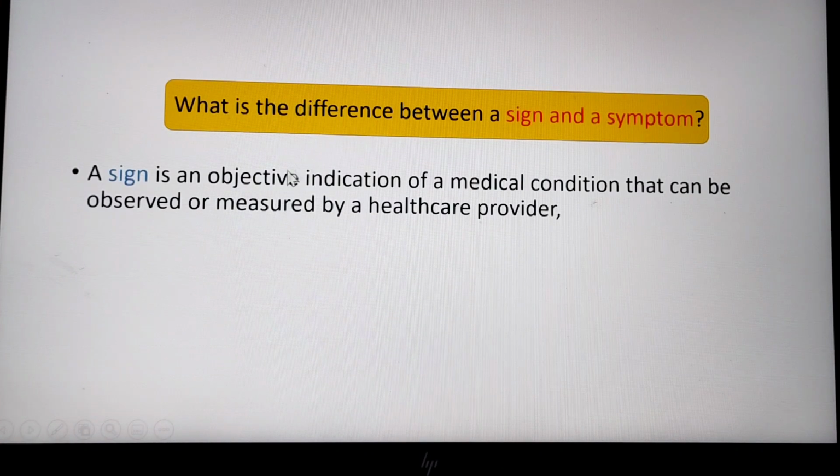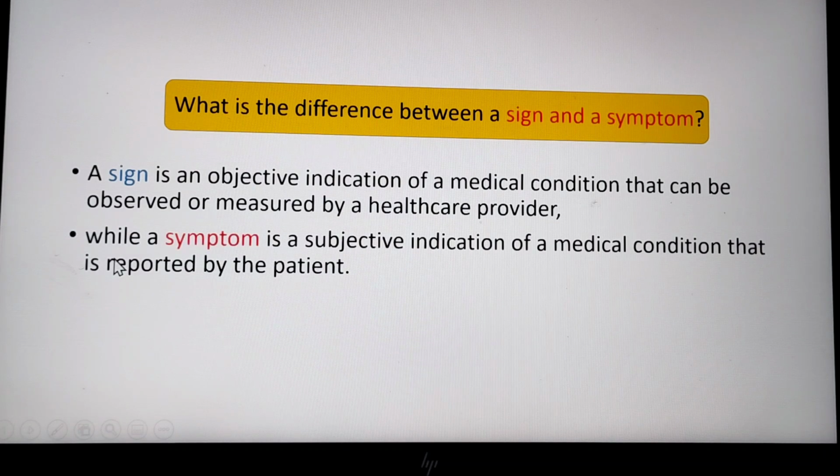What is the difference between sign and symptom? A sign is an objective indication of a medical condition that can be observed or measured by a healthcare provider. A symptom is a subjective indication of a medical condition that is reported by the patient. So a sign is an objective indication that is measured by a healthcare provider, while a symptom is a subjective indication that is reported by the patient.